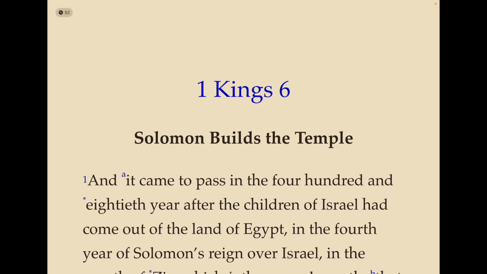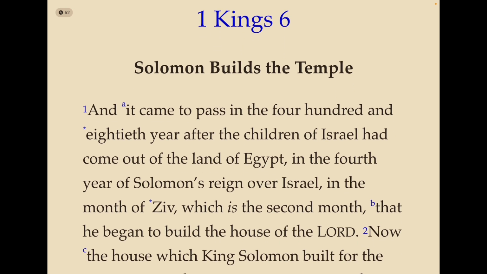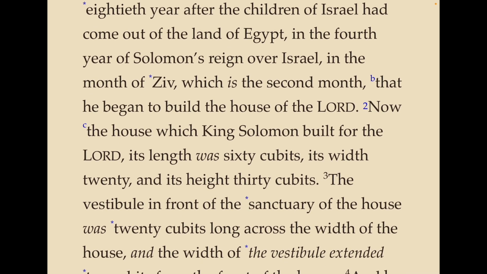So today we are continuing with our reading of the Old Testament book of 1 Kings, chapter 6. And it came to pass in the 480th year after the children of Israel had come out of the land of Egypt, in the 4th year of Solomon's reign over Israel, in the month of Ziv, which is the 2nd month, that he began to build the house of the Lord.